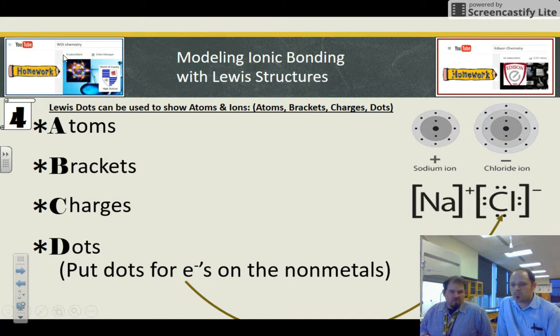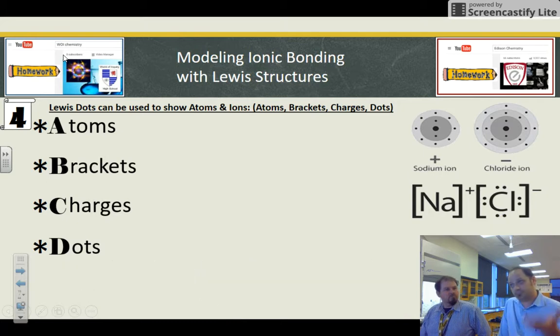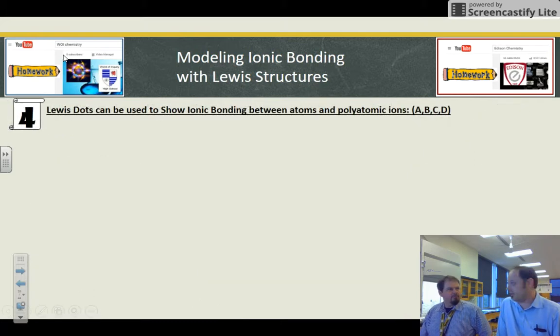Na, in this case, lost 1. Cl scooped it up. Cl had 7. Now it has all 8, and it's full. And so we're going to just draw lots of these. Shall we? Ionic compounds.